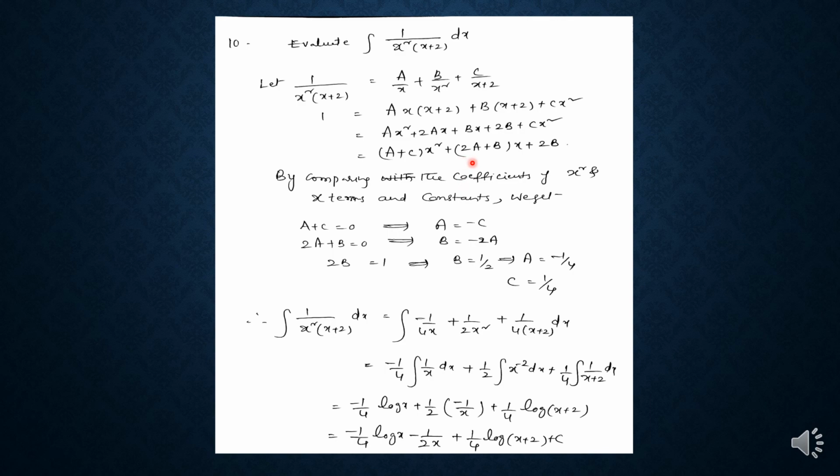Similarly, the coefficient of the x term in the right hand side is 2a plus b. In the left hand side there is no x term, so we have taken that equal to 0. So 2a plus b is equal to 0. From this we can write b is equal to minus 2a.